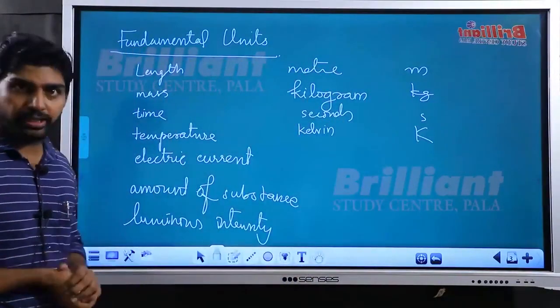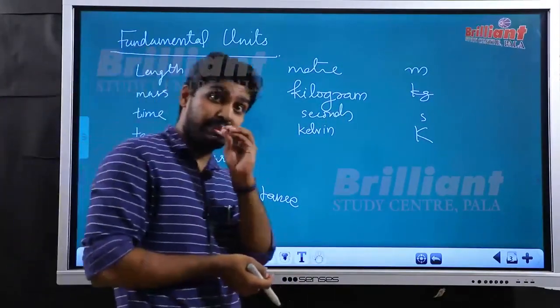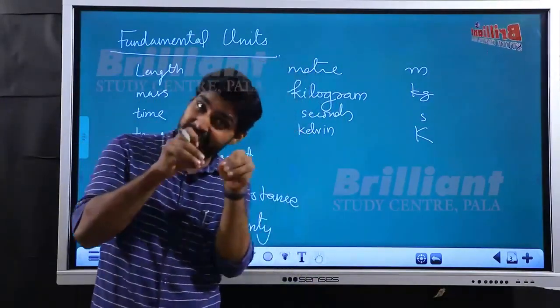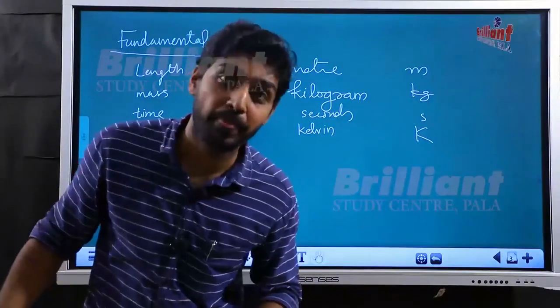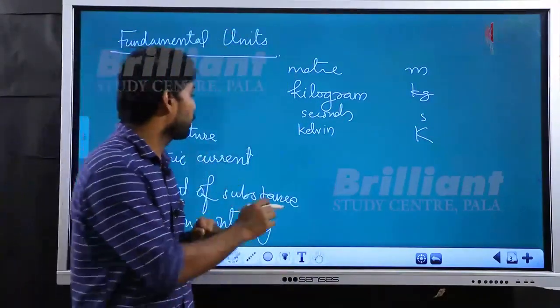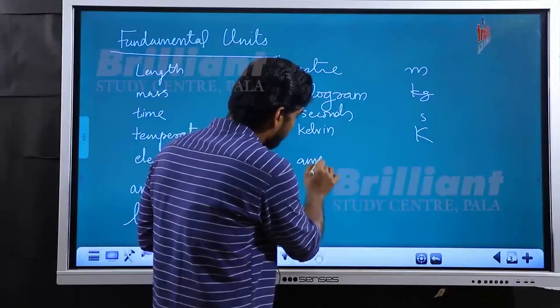Now we have electric current. Electric current is considered as a fundamental quantity. It is accepted as a fundamental quantity. And its unit is ampere.